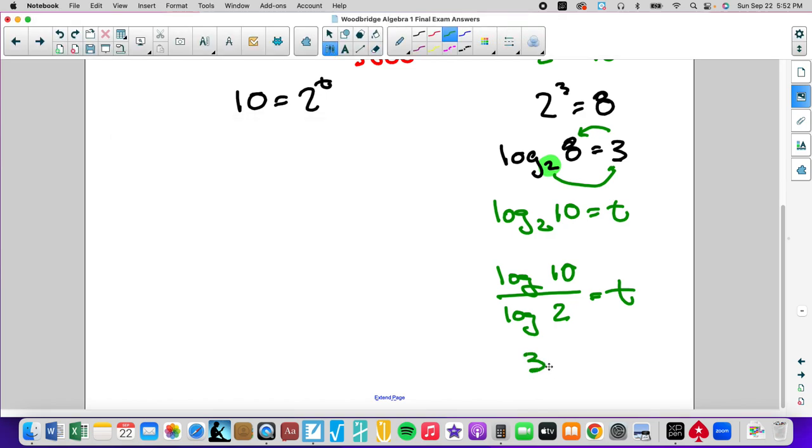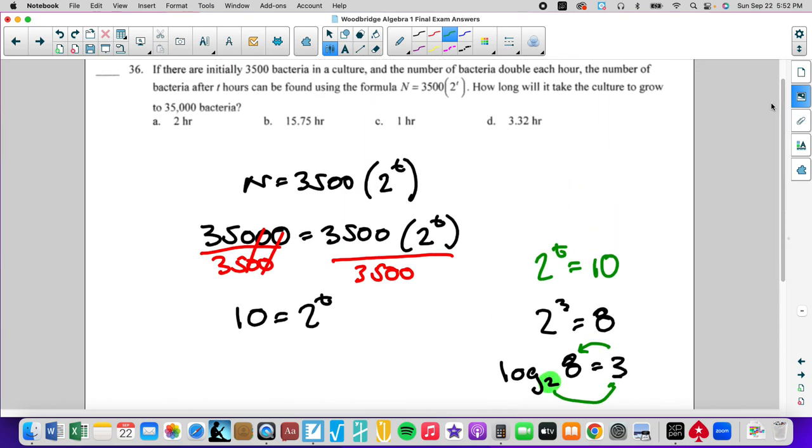So 3.32 equals time. Time is in hours, excuse me, number of hours. So it's going to be D. Yeah. Now that is a super advanced Algebra 1 problem, more probably Algebra 2. Not many schools are going to get into logs.